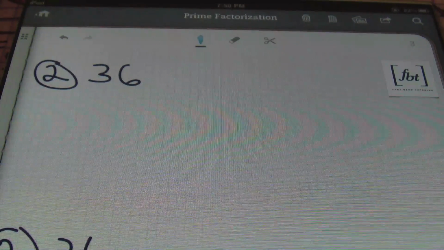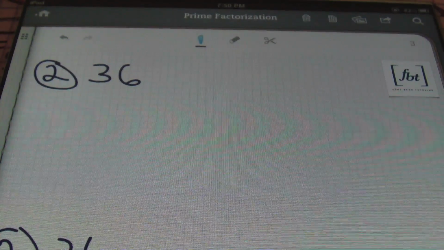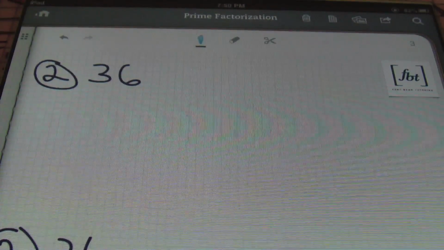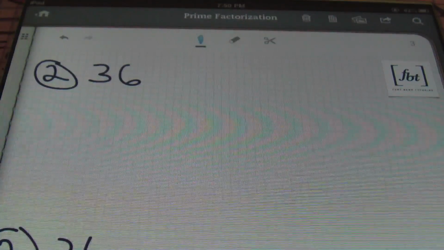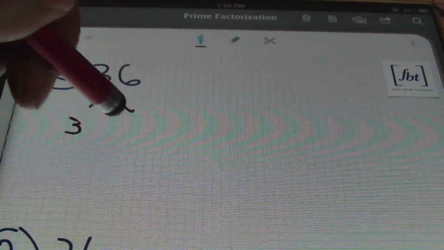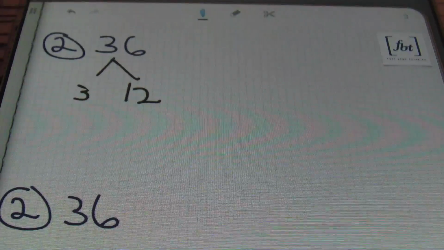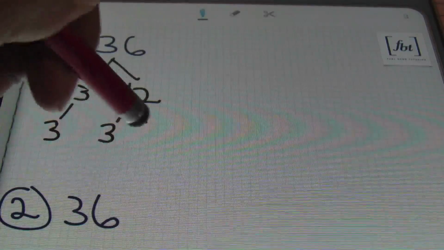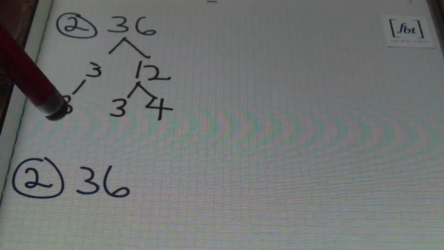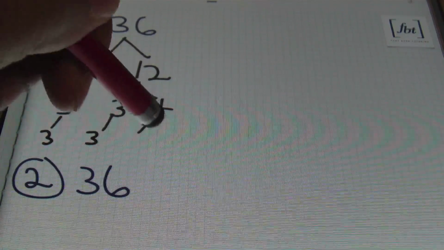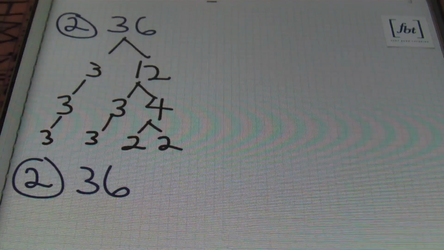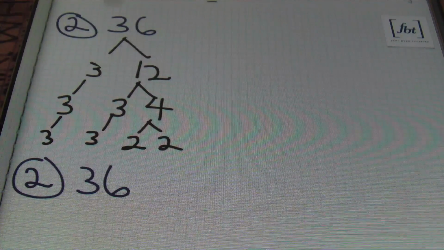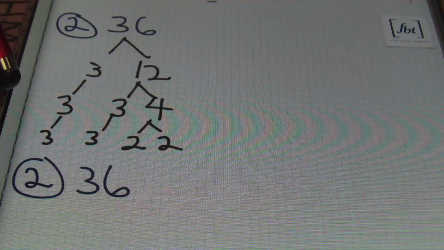In our next example, we have 36. Once again, I'm going to go with the factor tree because that's my preferred method. Two numbers that I multiply to give 36: I'm going to go with 3 times 12. 3 is a prime number, so I'm going to bring that down. I can break up 12 into 3 times 4. Then I'm bringing down my 3, and the 4 will break up into 2 times 2. Those are all the prime numbers. You stop when you have nothing left but prime numbers. So when this row contains only prime numbers, you're done.